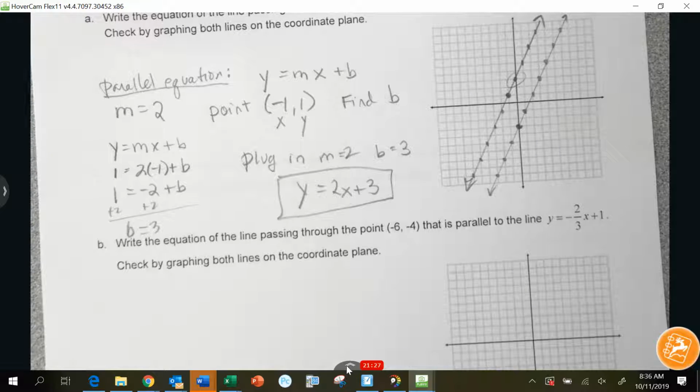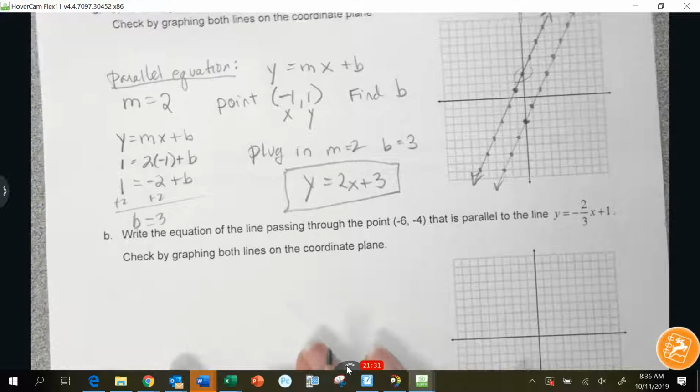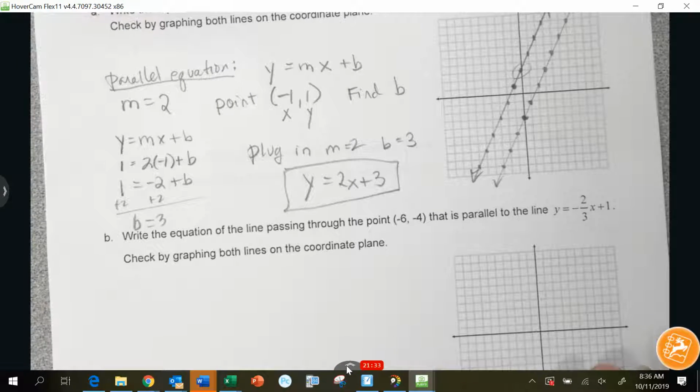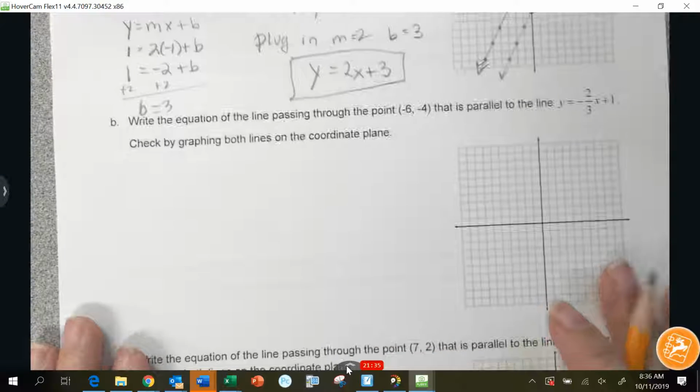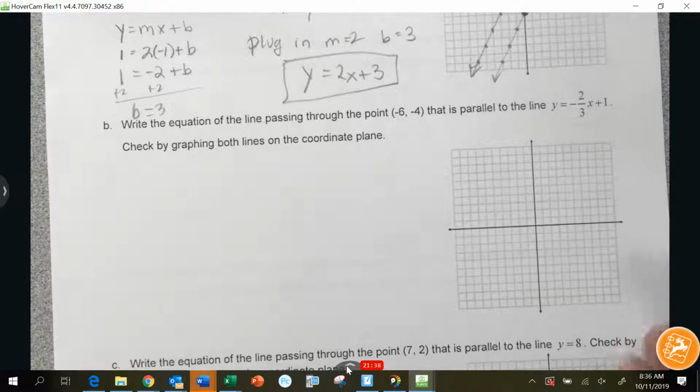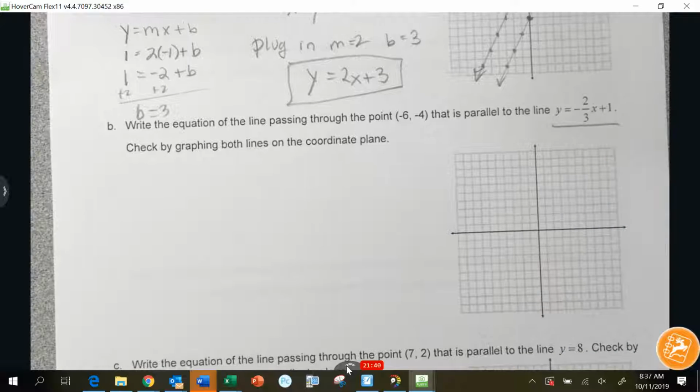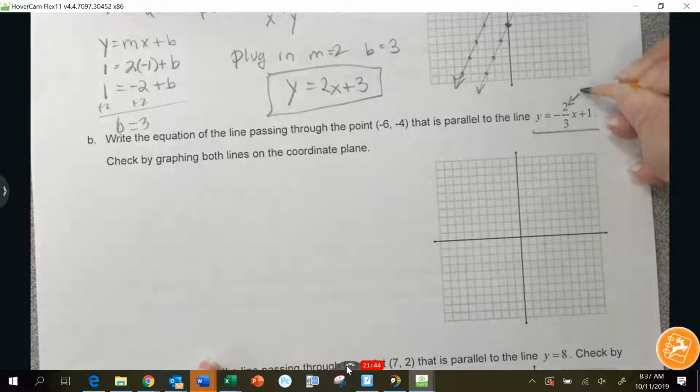Let's do another one. Let's do the algebraic part first, and then we'll check it using the graph, because that's really how I wanted you to do it. The first equation is y equals negative 2/3 x plus 1. What is our slope?